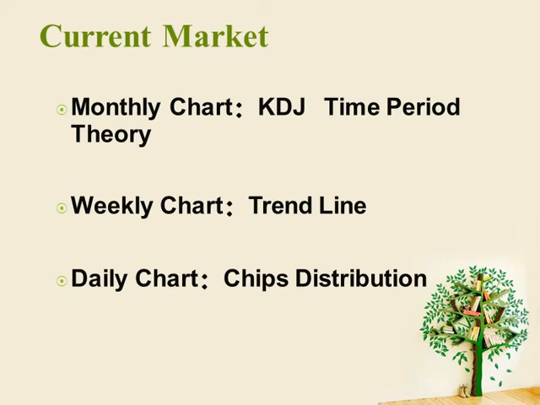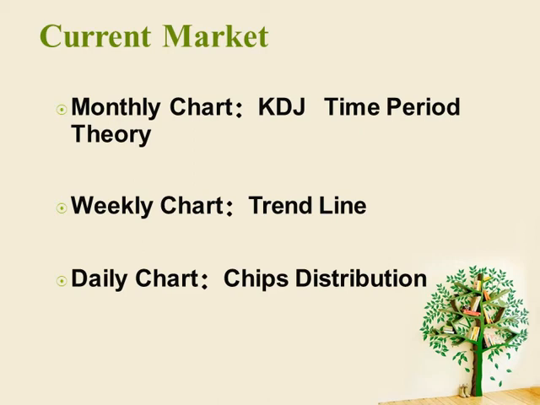For the monthly chart, weekly chart, and daily chart. If we see the monthly chart, which indicator can we use? And for the weekly chart, we can judge the trend by trend line. And for the daily chart, we can use CHIPS distribution to judge where the support and resistance are.